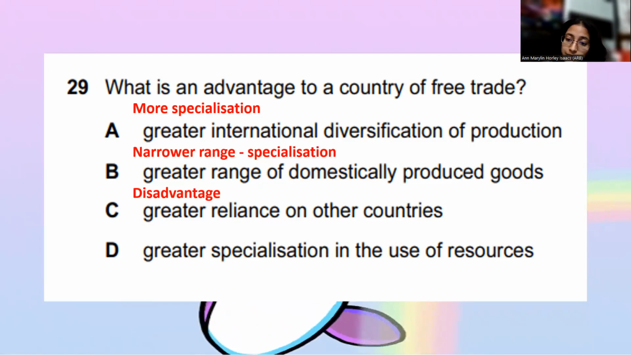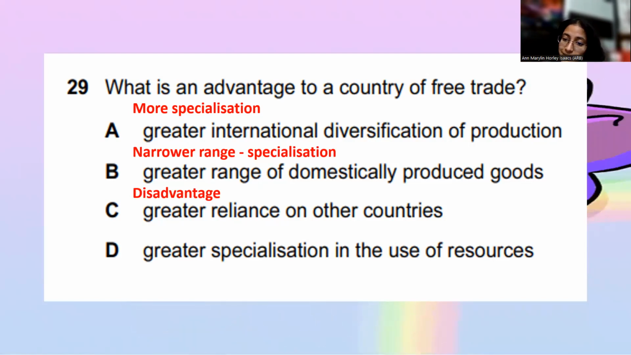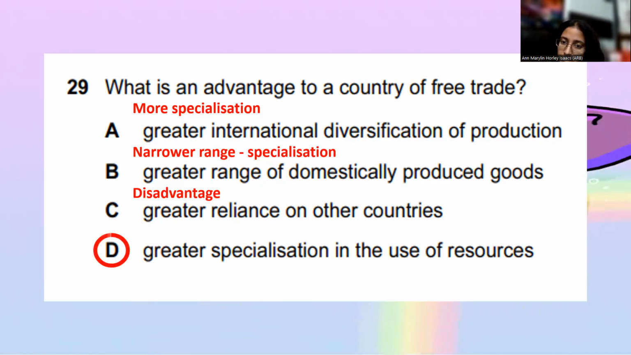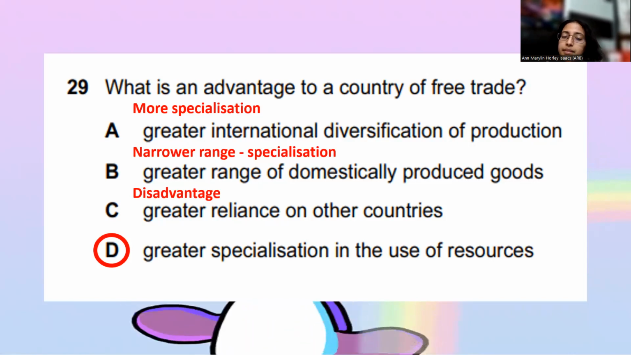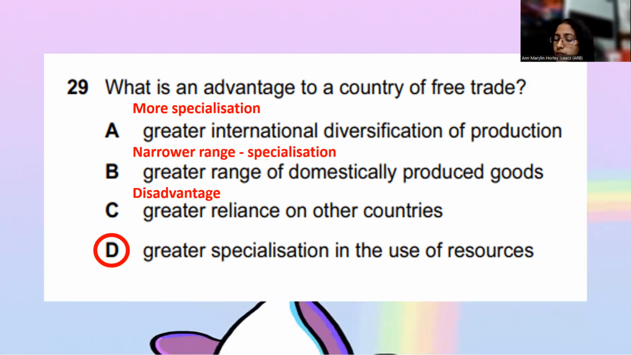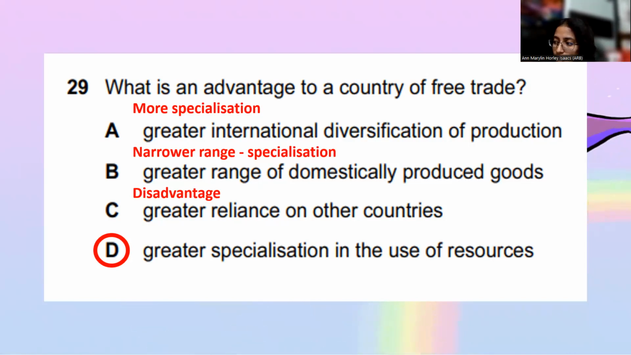Okay. But the question was asking for an advantage. This is a disadvantage. Greater specialization in the use of resources, yes. Okay. What we said just now. And that's an advantage, because why is specialization an advantage now? Because when you specialize, remember, you are focusing your resources, time, and effort on one particular or a few particular products, and whereby you waste less. So efficiency is there, productivity is there, and also quality would be there. Okay, so that's why specialization is an advantage.